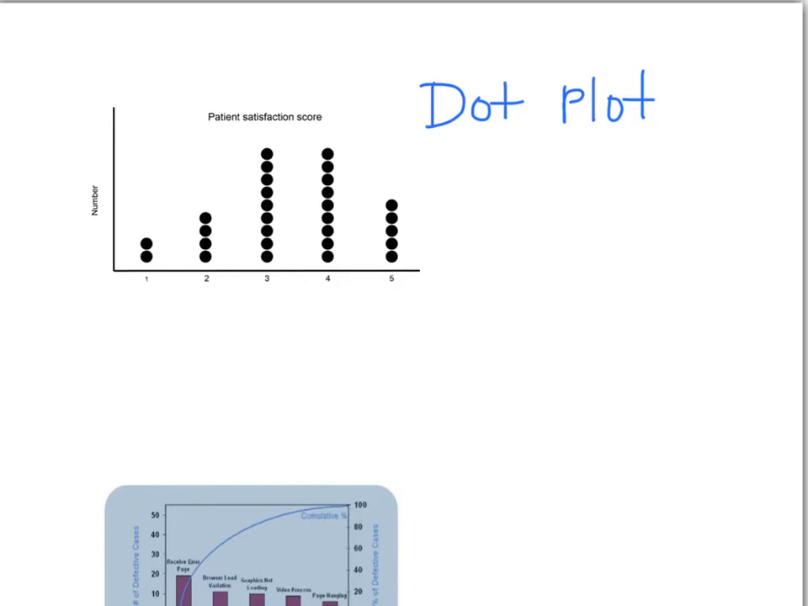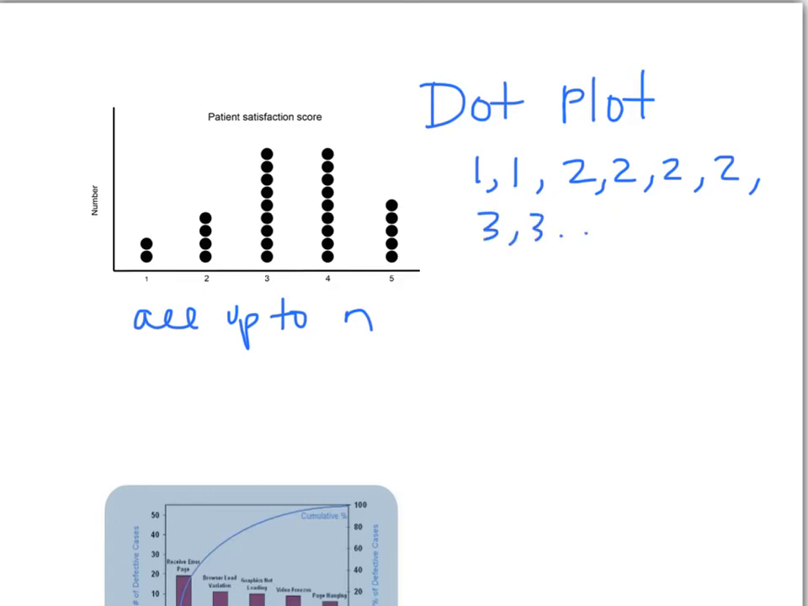So the idea is if I counted all of these dots right here, they should add up to n, okay? Because each dot represents one piece of data. So if I were looking at this, my data would look like this. It would mean 2 people had a patient satisfaction score of 1, so it would be 1, 1. And then the next one I would have 2, 2, 2, 2. And then I have all those 3s. So that would be the actual data. Then I'd have all those 3s and so on.